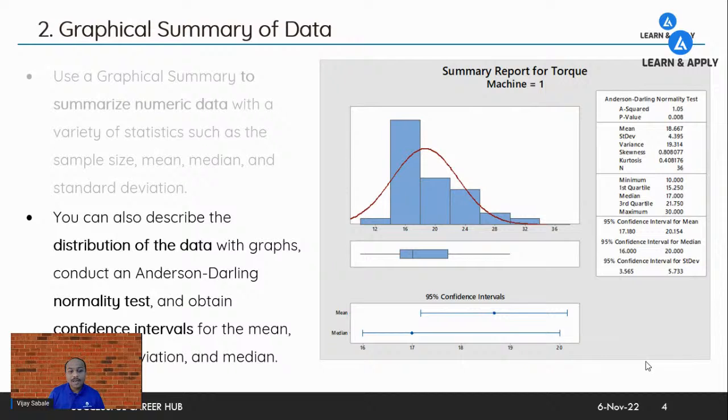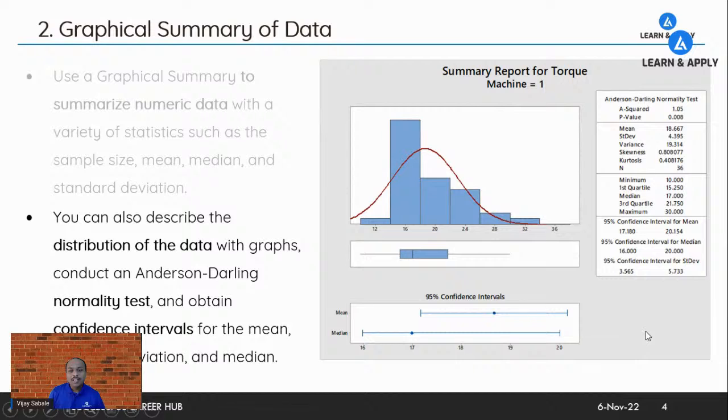You can also describe the distribution of data with graphs, conduct an Anderson-Darling normality test to check whether our data follows the normal distribution or not, and get confidence intervals for the mean, median, and standard deviation that you can see in this part.